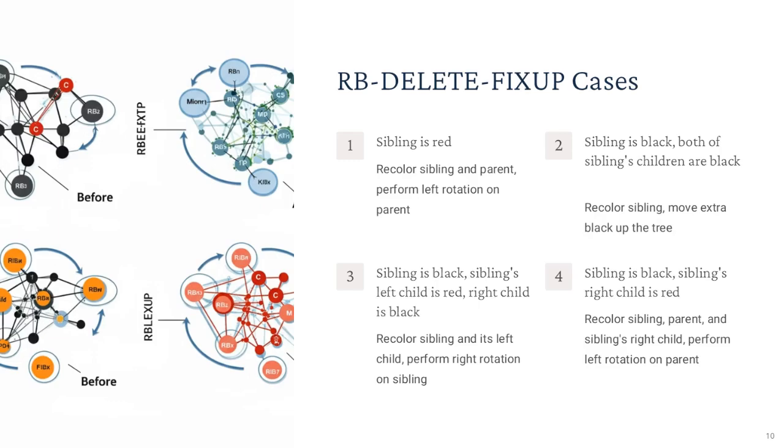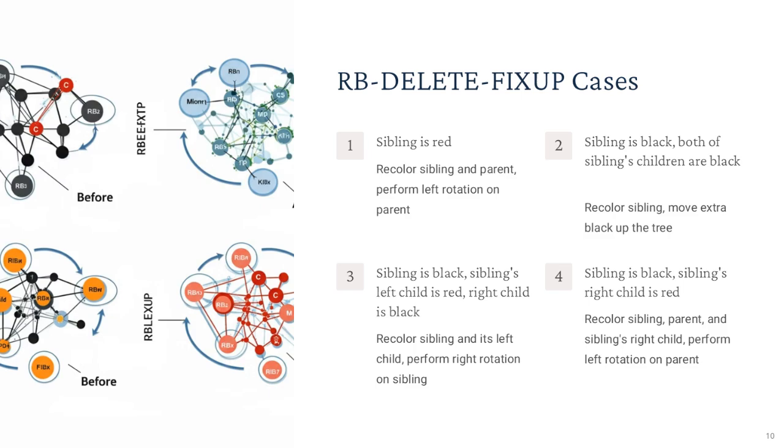The RB delete fix-up process involves four main cases to restore the red-black properties after deletion. In the first case, the sibling of the doubly black node is red. Here, the sibling is recolored to black, and a left rotation is performed on the parent. This converts the scenario into one of the other cases.